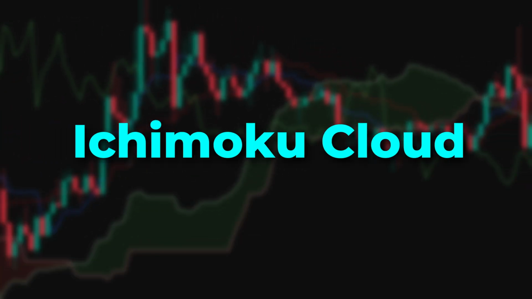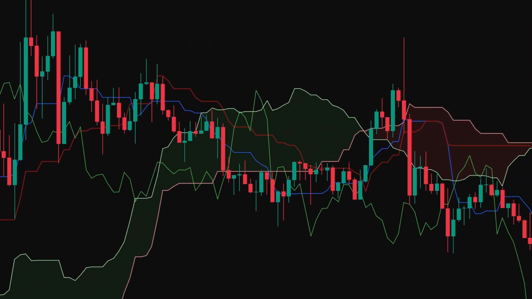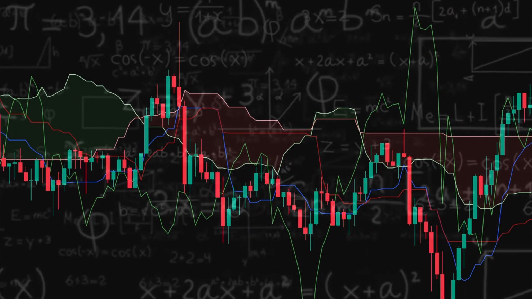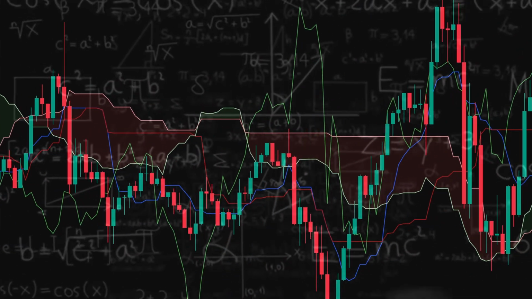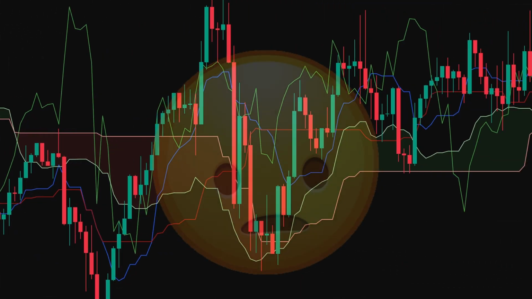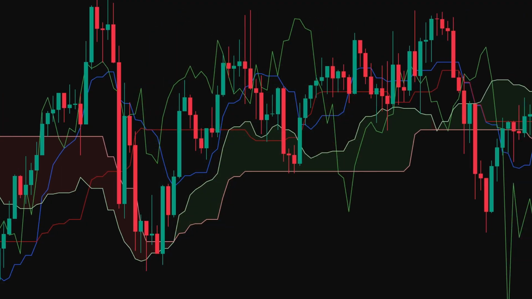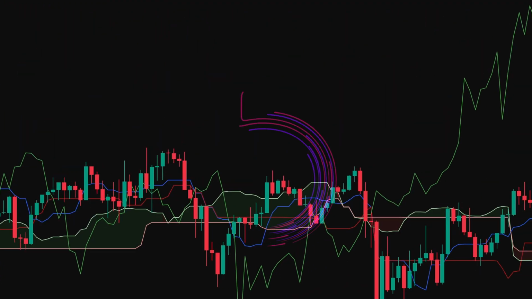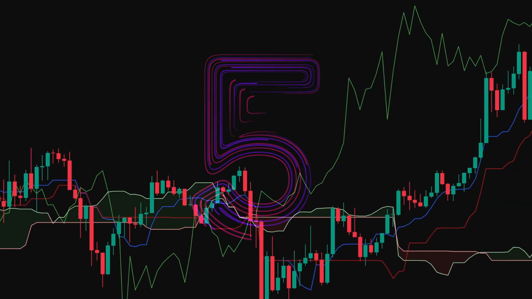What is the Ichimoku Cloud? It's not just an indicator, but a complete trading system built on 5 lines. Don't worry, no formulas here, just practical, clear logic. At first glance, Ichimoku looks complex with all those lines, but once you break it down, you'll see how simple and effective it is. It's built on 5 key lines, and here's the breakdown.